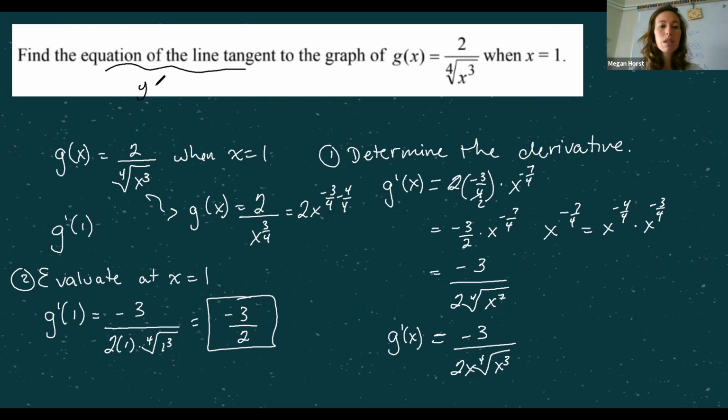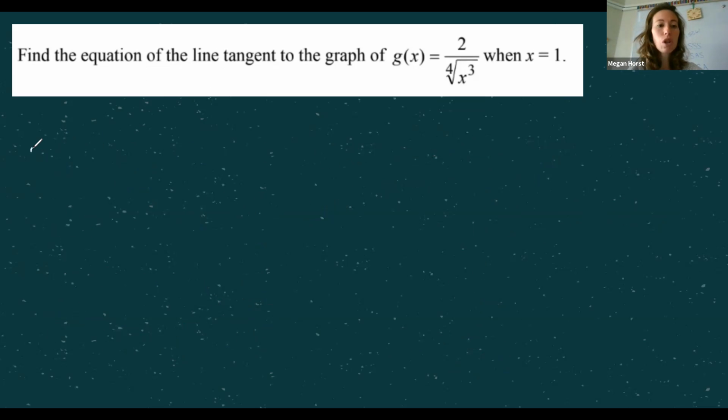So that means I need something in the form y subtract y1 equals m times x subtract x1. So notice I have here that x equals 1, but I don't know what the y value is. So I'm going to go ahead and erase this just so I have some more space. So right now we know that our slope, which is equal to g prime of 1, the slope of my tangent line, did we get negative 3/2, I believe? Yep, negative 3/2.